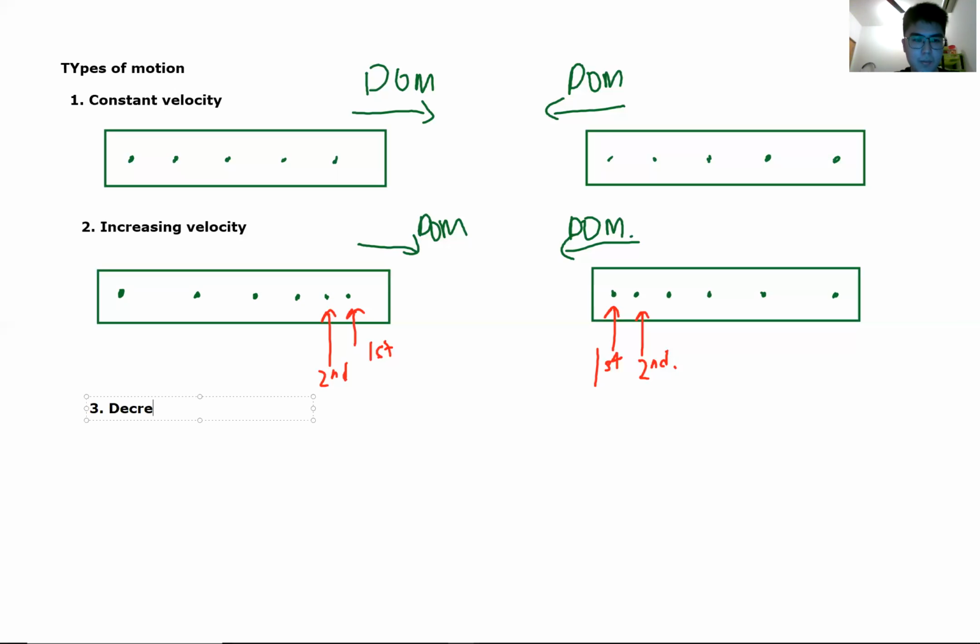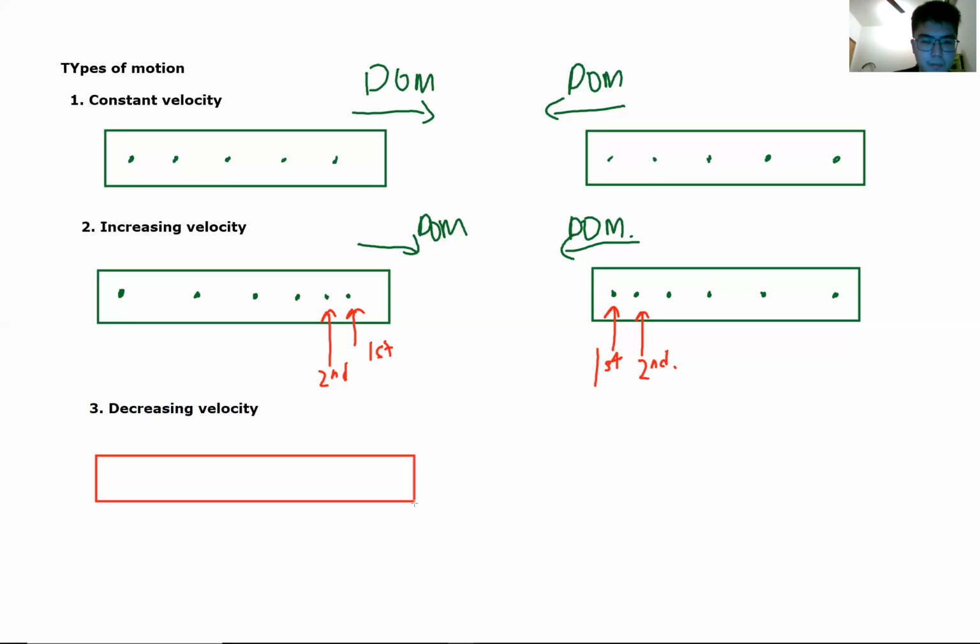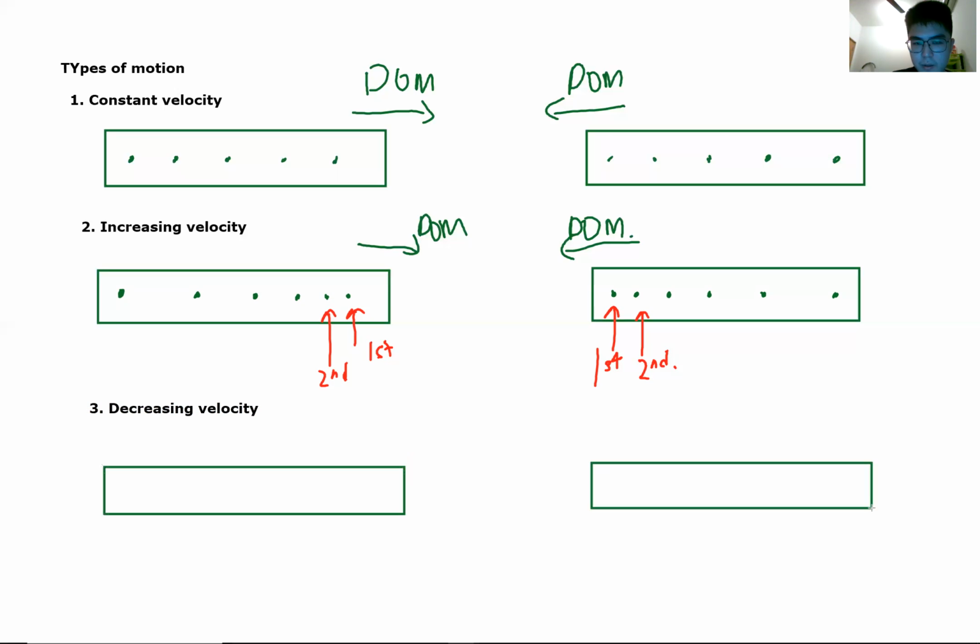decreasing velocity. Okay, decreasing velocity, so let's draw it. Yes, let's use green color. Okay, again, direction of motion to the right.